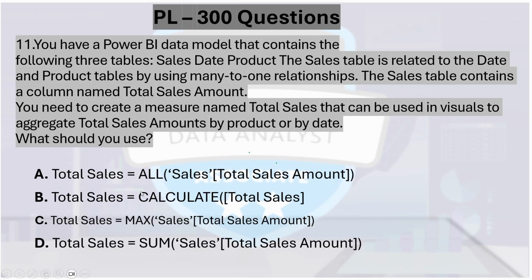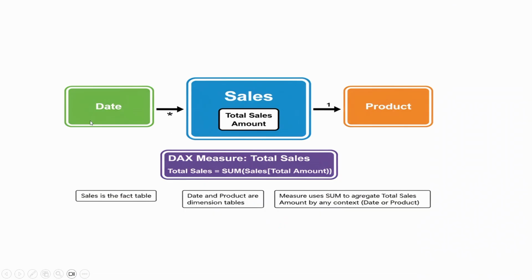Let's see some of the options. First one is ALL, we don't use that. CALCULATE is not the function for this kind of thing. And MAX, we don't use MAX. To aggregate all the values, we use the SUM function. Okay, so answer D is correct. Now you can see here there is date, sales and product. Here is the fact table that has many rows and columns. To do the sum aggregate, you have to use the SUM function.